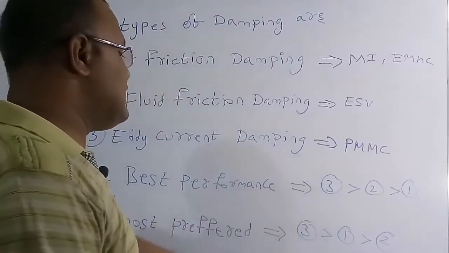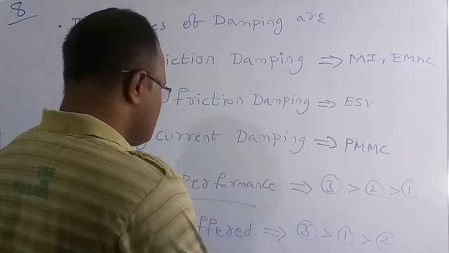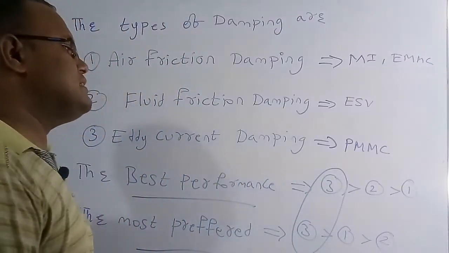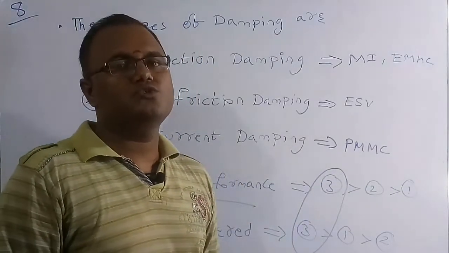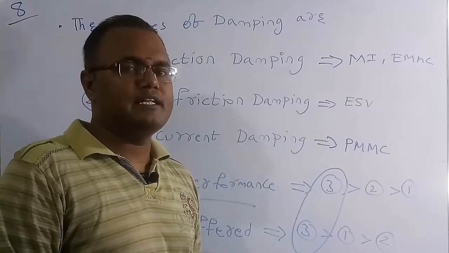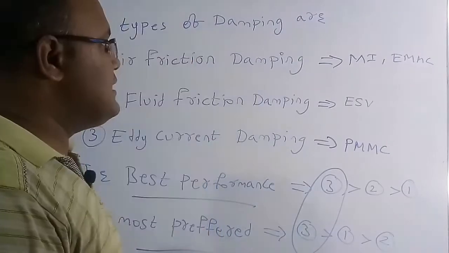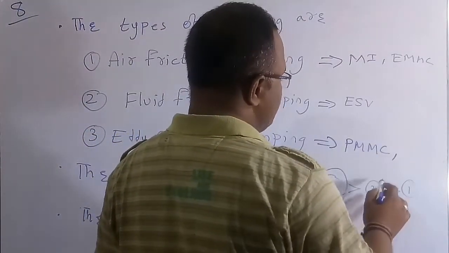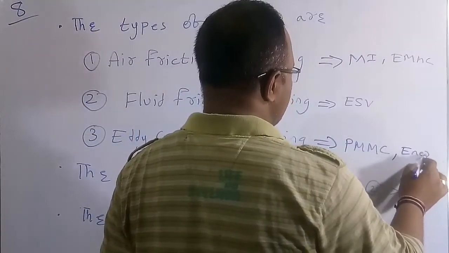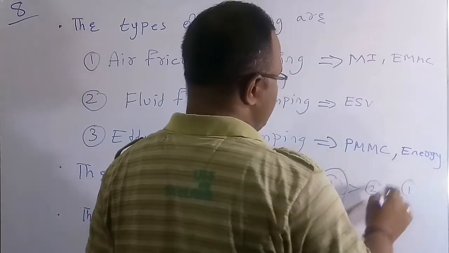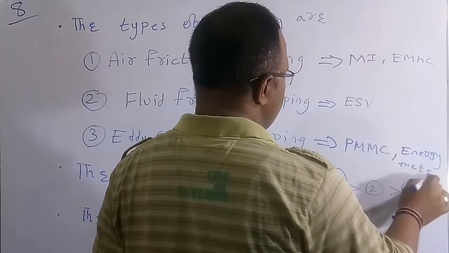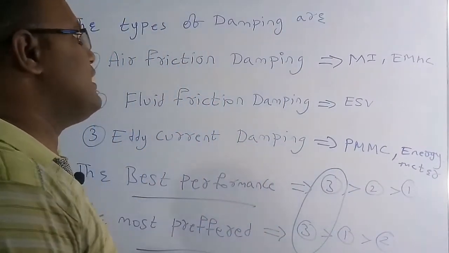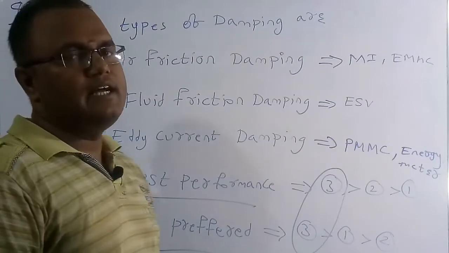But in both cases, the best performance and the most preferred, it is always the eddy current damping. Therefore eddy current damping is the most preferred damping, and it is used when permanent magnets are there. It is also used in the PMMC and in energy meters. In these two instruments we are going to use the eddy current damping. These are some of the important points regarding the dampings in electrical measuring instruments.